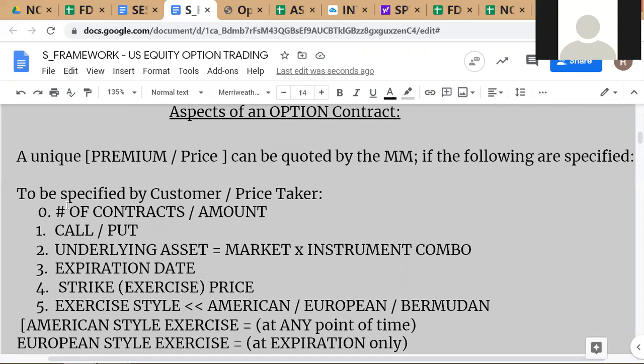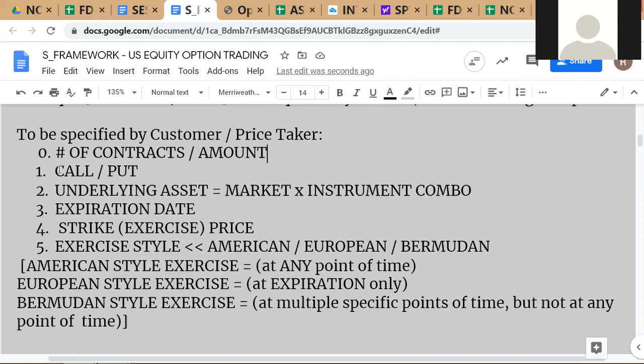Okay. So remember that because this is already taught to you, and I've asked you guys to look at the notes yourself. These are basic theoretical concepts: price takers, price makers, market makers. So in order for the market maker to quote you a price for an option, you have to specify the following. This I've written as 0 because this is not really required, you can tell him later. The price is quoted per unit, per stock actually. So number of contracts is not so important, but he will sometimes require this information if you're trading a very large amount. So you can take this as item number 0.